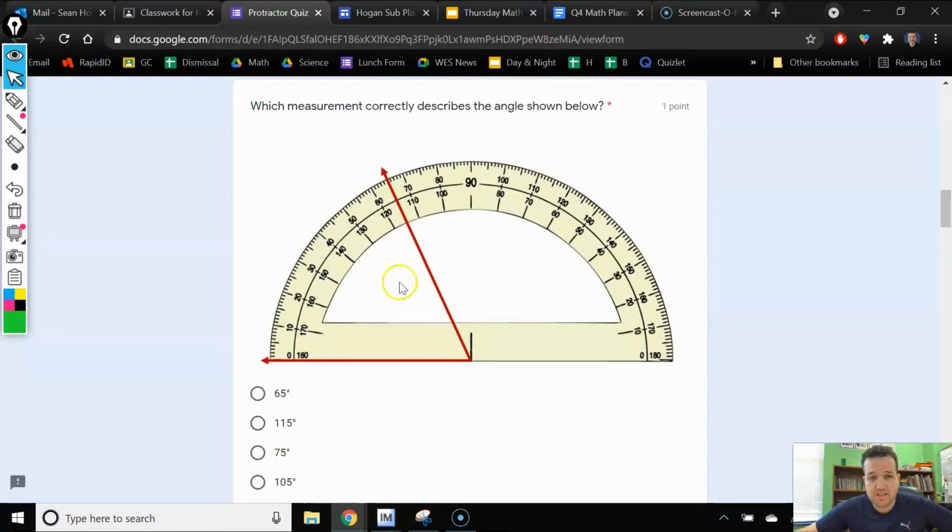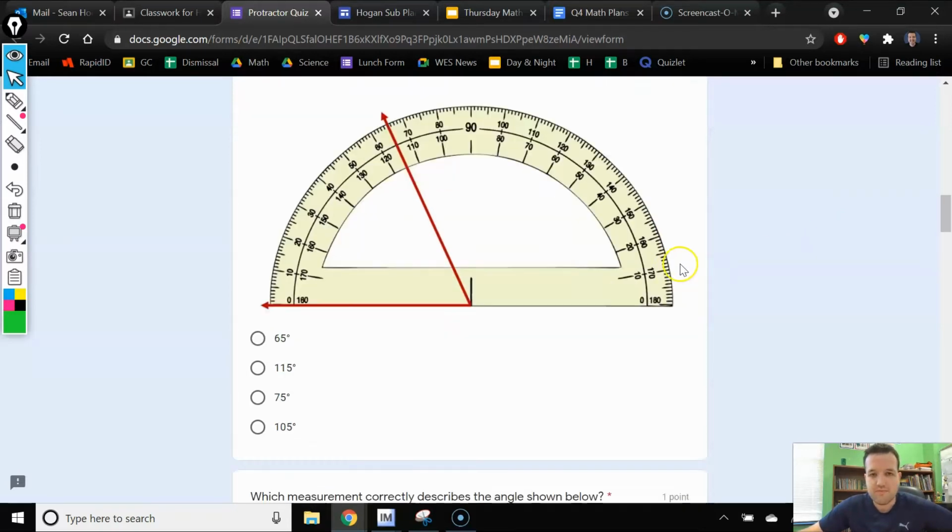For example, if you think that this is an acute angle, there's definitely some of these measurements that should be eliminated. There's no way that it can be 115 or 105. I gave you a nice little hint there. It's either going to be 65 or 75. Look at your angles and where the ray goes through. It's halfway in between 60 and 70. So think, which one of these is halfway in between 60 and 70? I'm pretty much giving you a free answer. You're welcome. Happy birthday, even though it might not be your birthday.